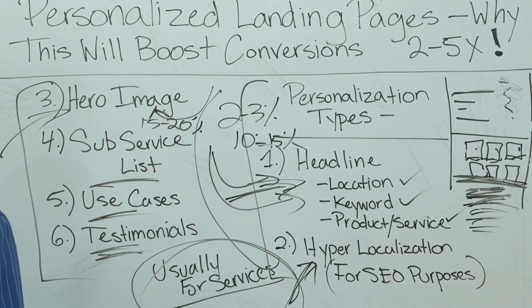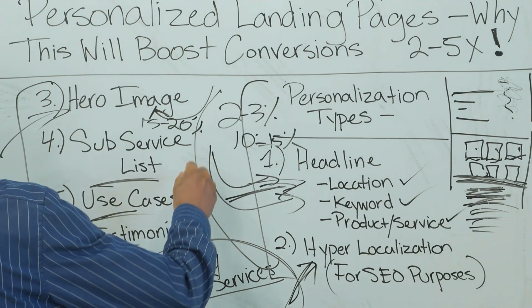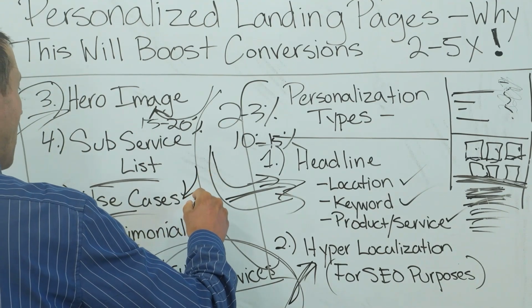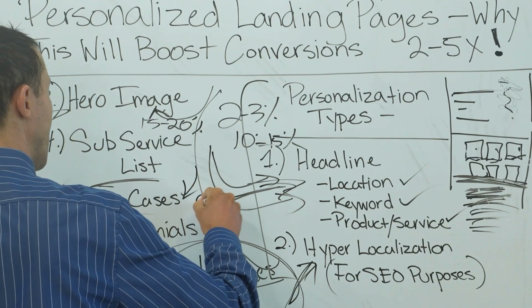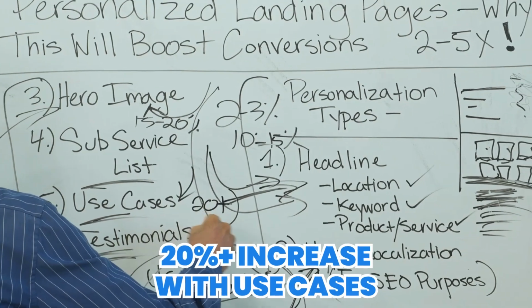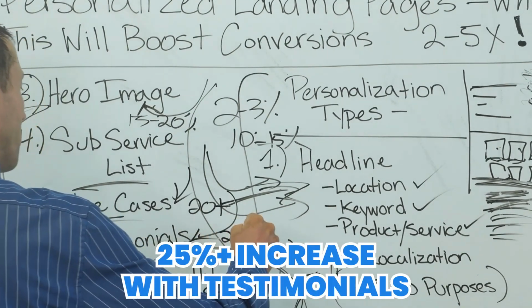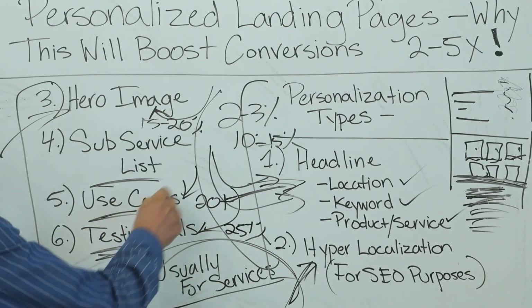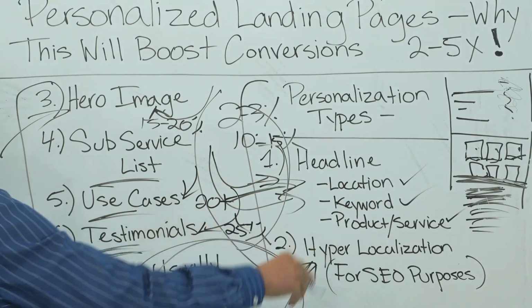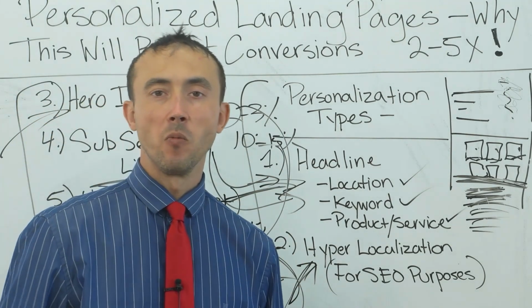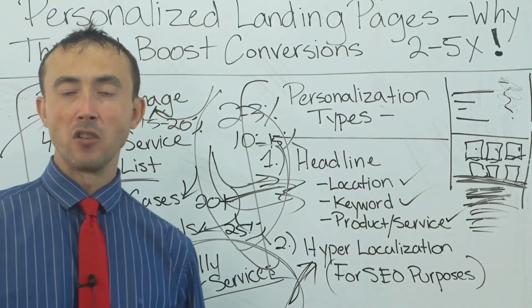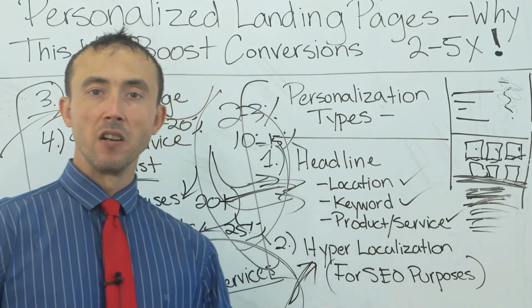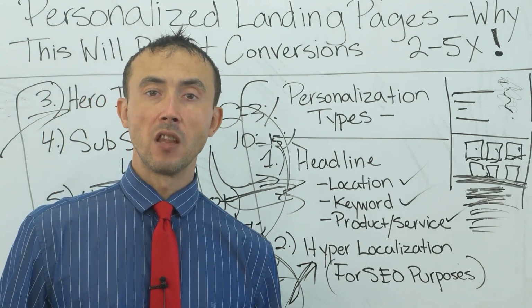Then, when we talked about customizing the use cases, we brought that up from 15 to 20 to 20 plus. And when we added in the custom testimonials, we're over at 25+% conversion rate. So we're literally up 10 times from where we started with this thing. Once we went down this list, like I mentioned, you can do one step at a time to get to the results that you need.